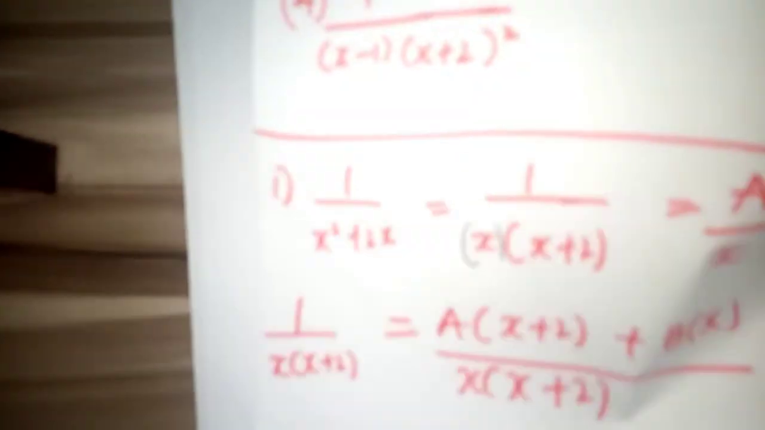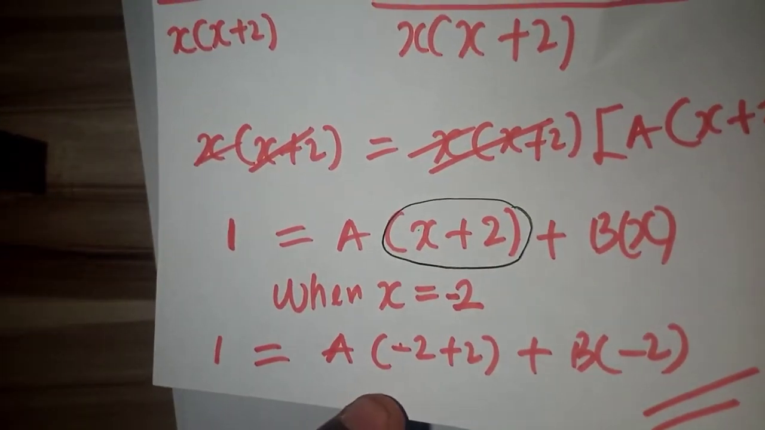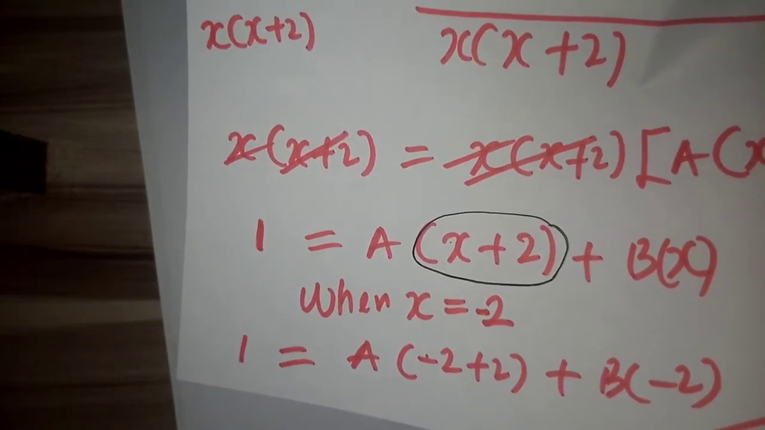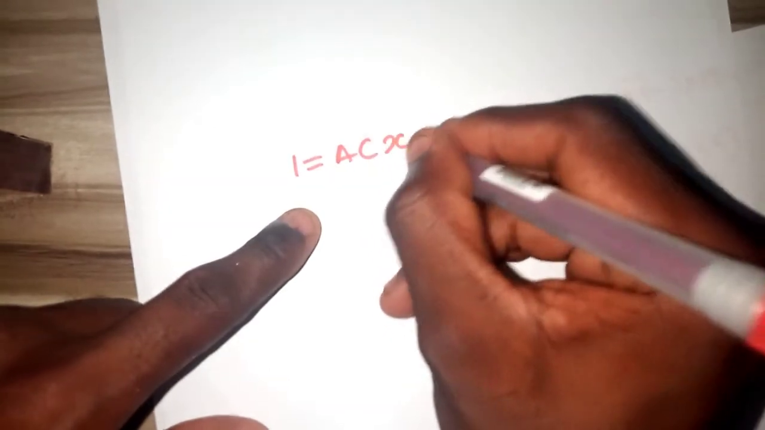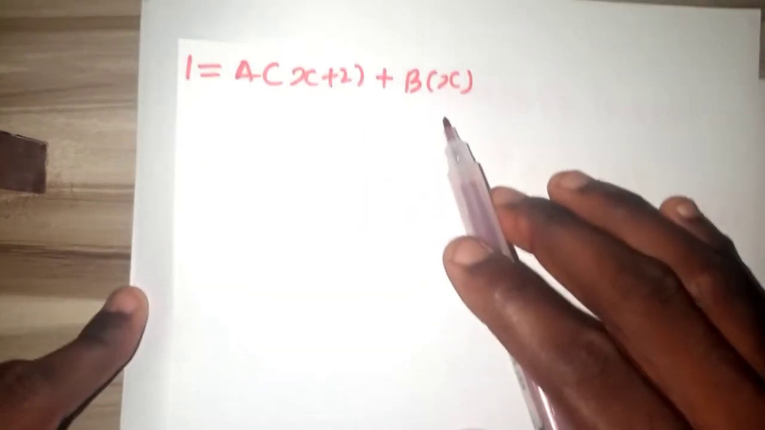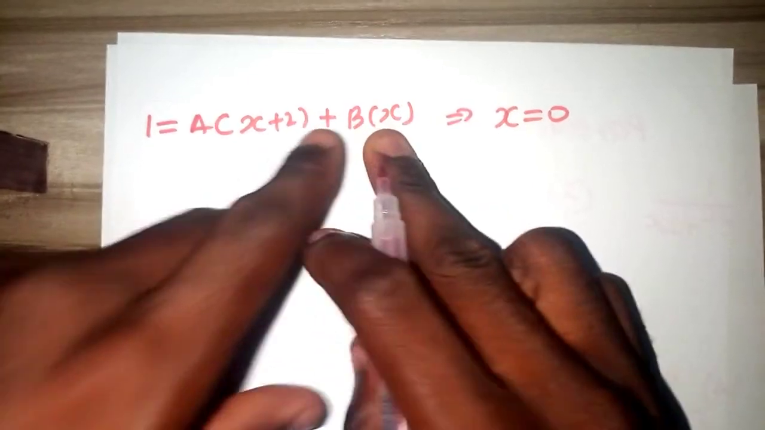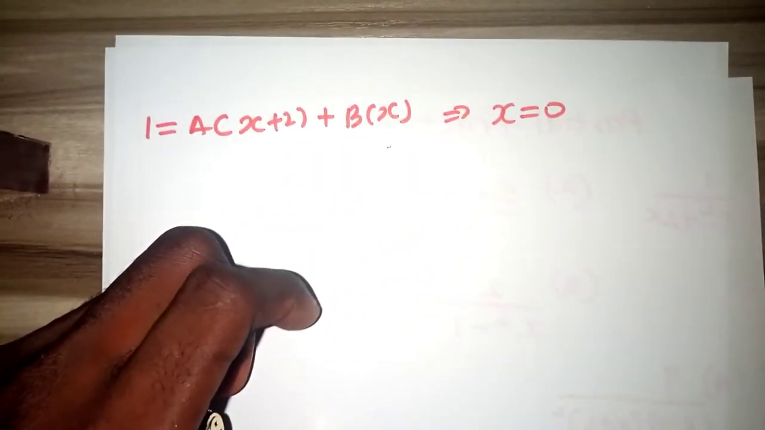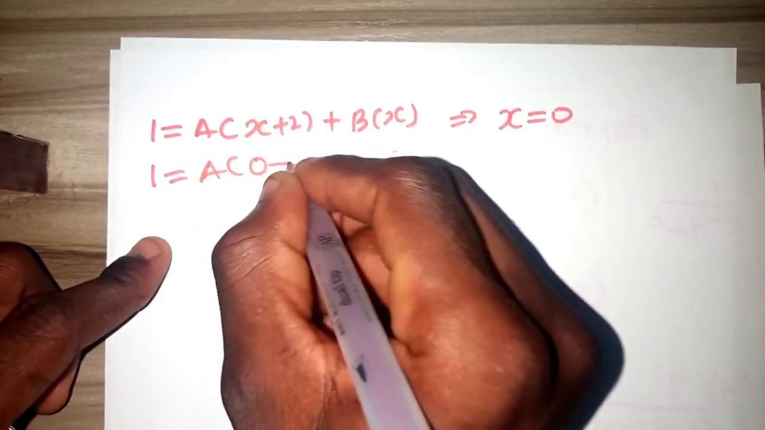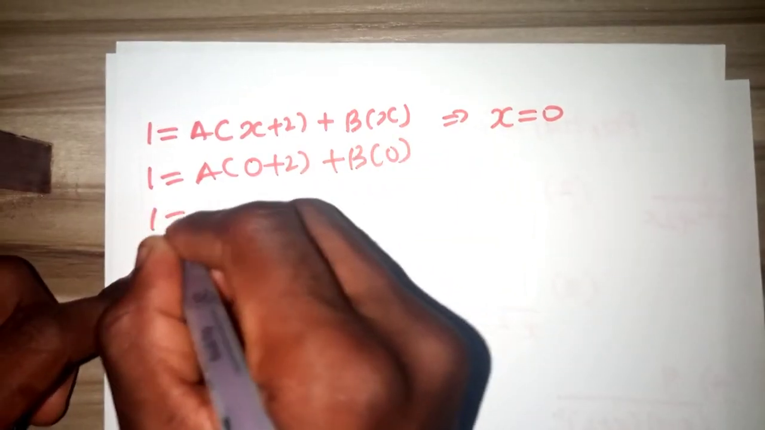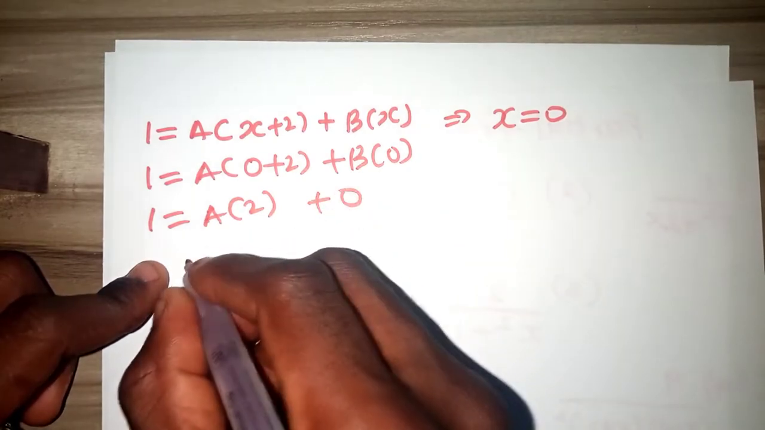Now the second answer is also just like this. Don't forget that you have this in your question, that you have to factorize this and reduce them to partial fractions. So at this junction now you have 1 equal to a in bracket of x plus 2 plus bx. But don't forget that we have already found the value of b. So the next thing for us to do here is to make x equal to 0. Now if x equal to 0, this particular bx returns to 0, so it will be meaningless to that equation. So we have 1 equal to a in bracket of 0 plus 2, plus b in bracket of 0, then 1 equal to a in bracket of 2 plus 0, then 1 equal to 2a.